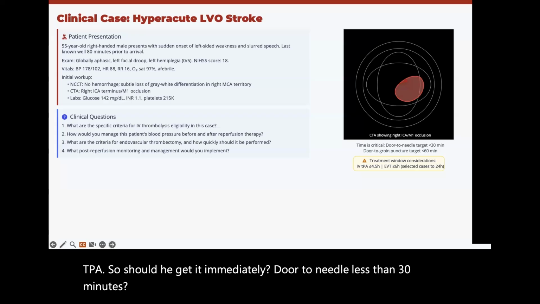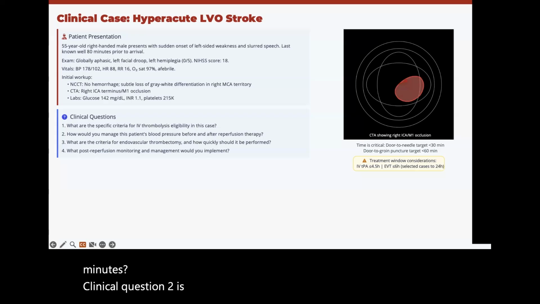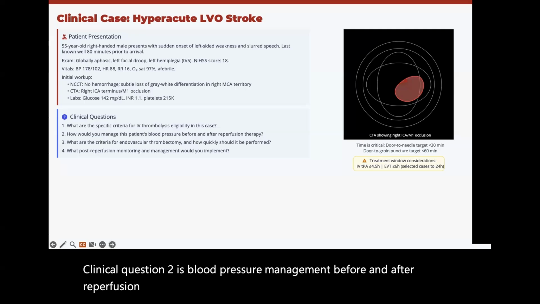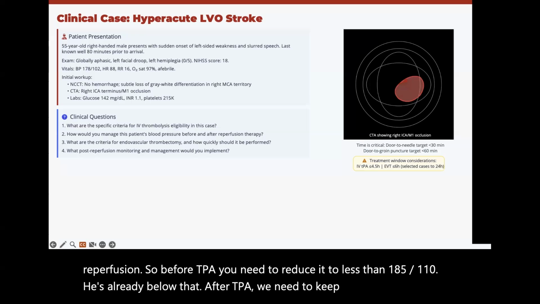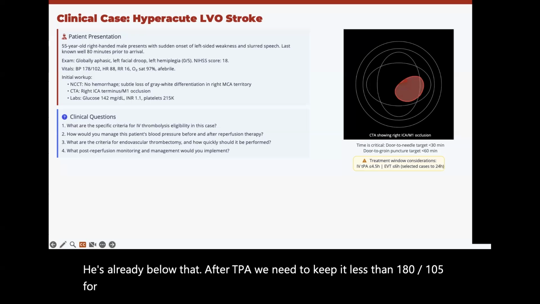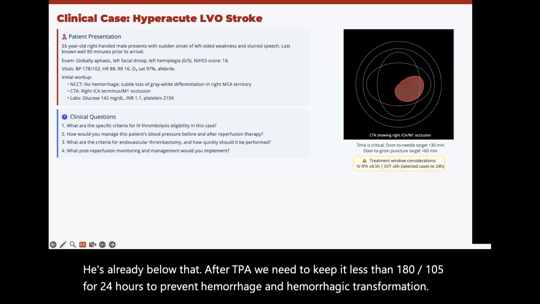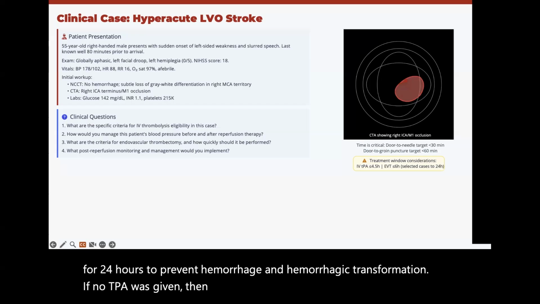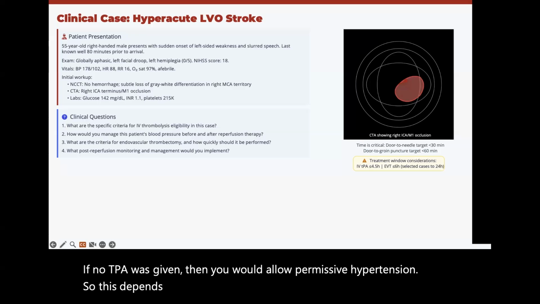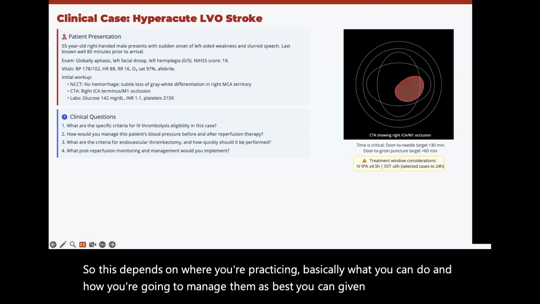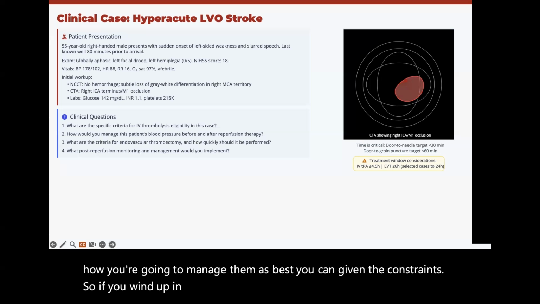Clinical question 2 is blood pressure management before and after reperfusion. So before TPA, you need to reduce it to less than 185 over 110. He's already below that. After TPA, we need to keep it less than 180 over 105 for 24 hours to prevent hemorrhage and hemorrhagic transformation. If no TPA was given, then you would allow permissive hypertension. So this depends on where you're practicing, basically, what you can do and how you're going to manage them as best you can, given the constraints. So if you wind up in rural medicine, you might have to go the latter route.